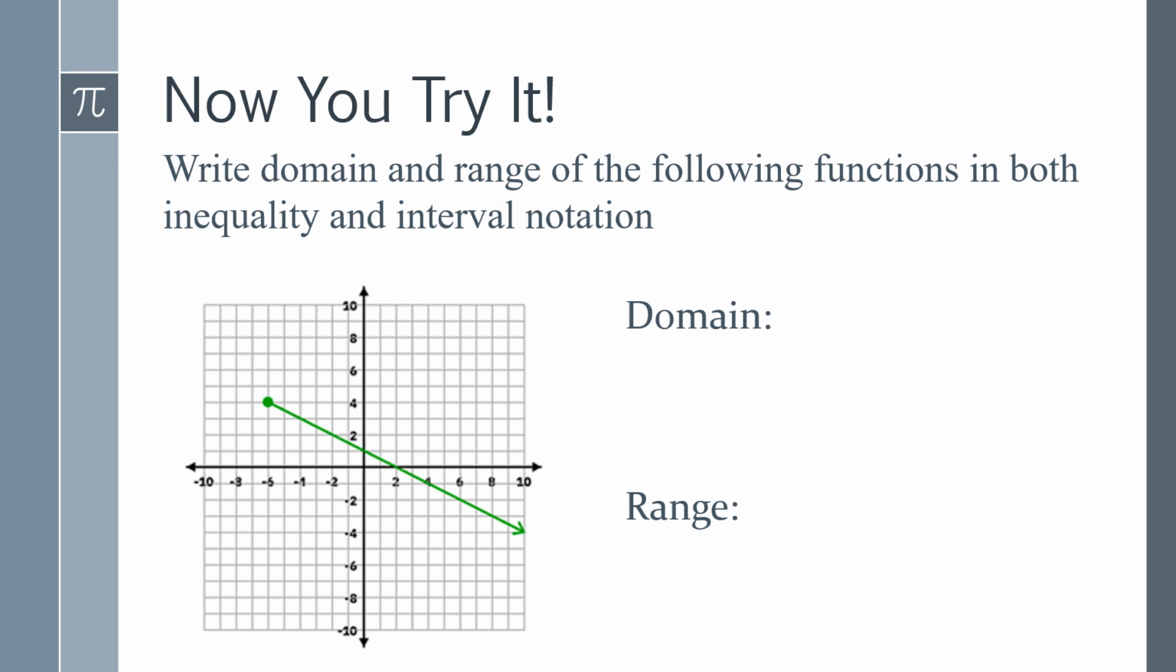All right, take a look at this one and really think about it. Pay close attention in the graph and write the domains and ranges of the function.